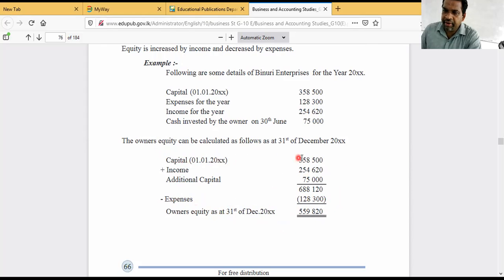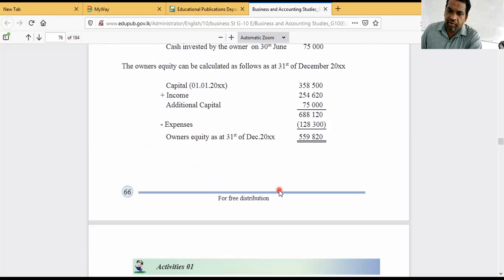Here, the same thing you have to understand. We first take opening capital, then you can add items which have positive plus effect to the capital. They are income and additional capital. Then deduct the items which have negative or minus effect, expenses and drawings. Here, as you are given only expenses, you have deducted it separately. If you are given drawings, then you have to deduct drawings also from opening capital plus income plus additional capital. Right.